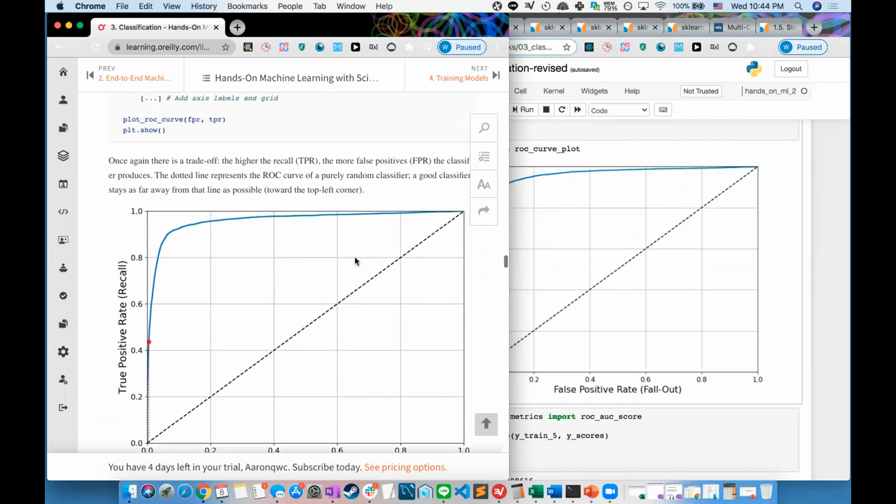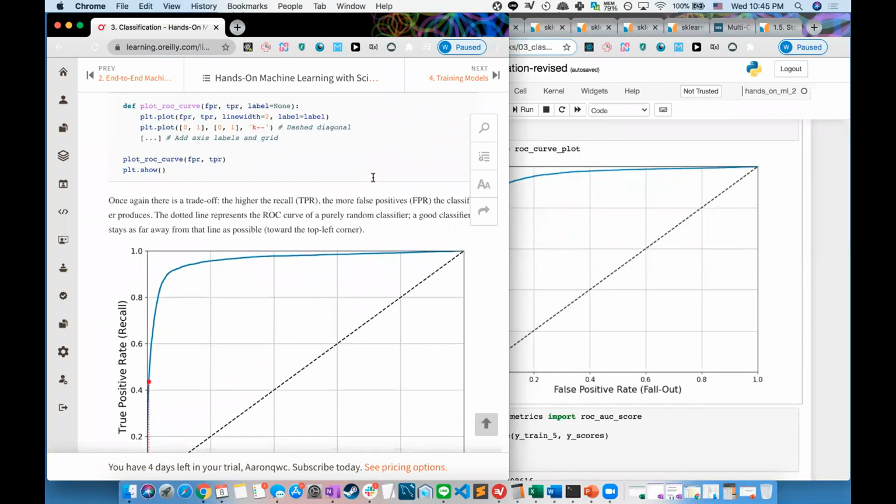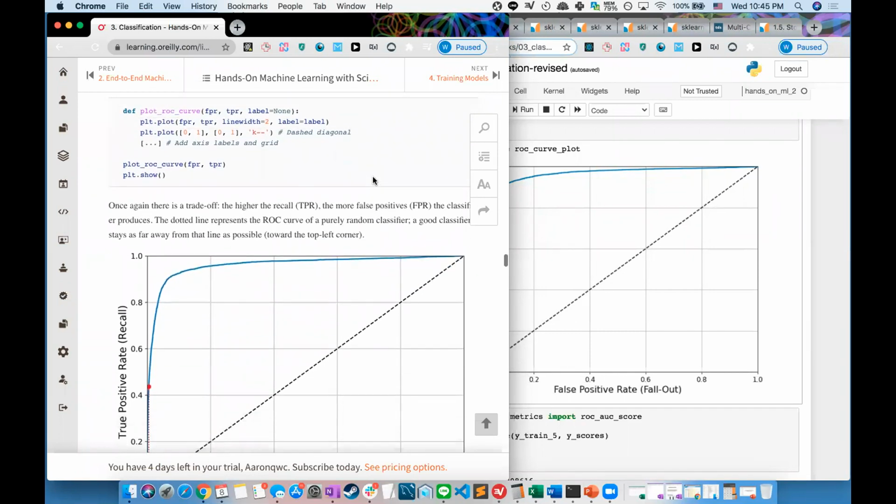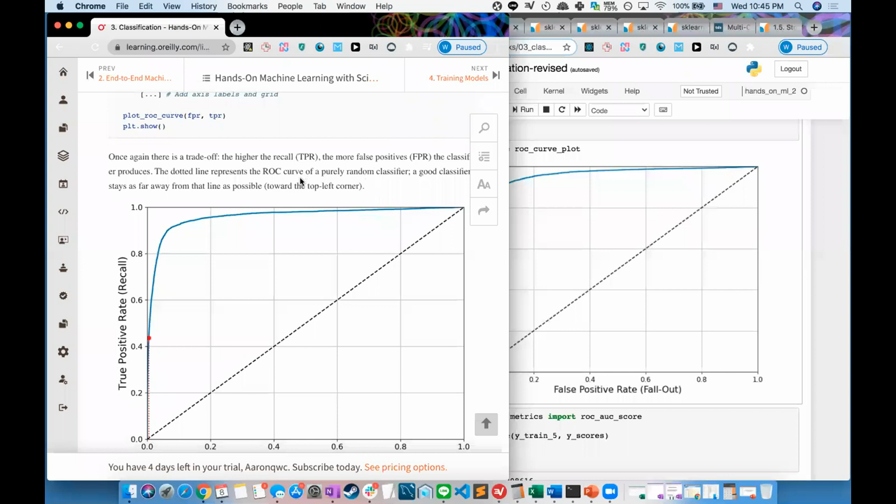Okay, so once again, there's a trade-off. The higher the recall (TPR), the more false positives the classifier produces. The dotted line represents the ROC curve of a purely random classifier. A good classifier stays as far away from that line as possible. I think we just mentioned that, towards the top left corner.